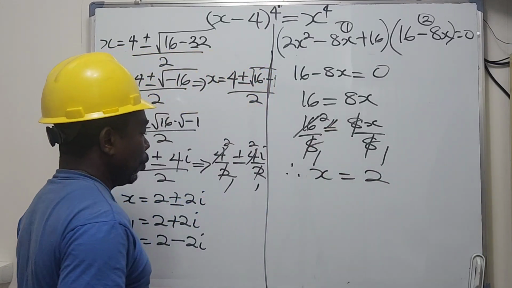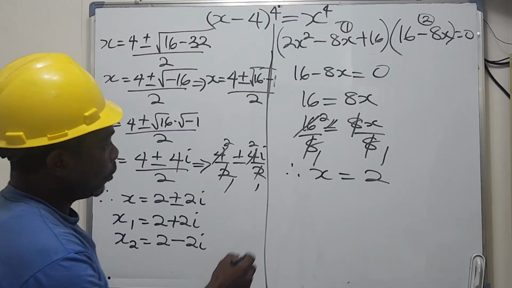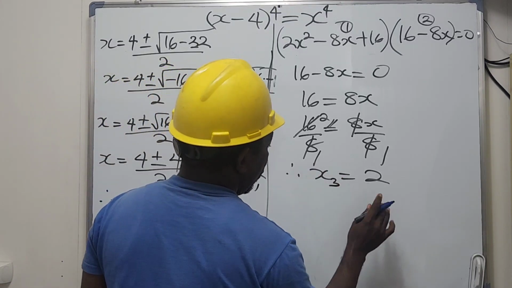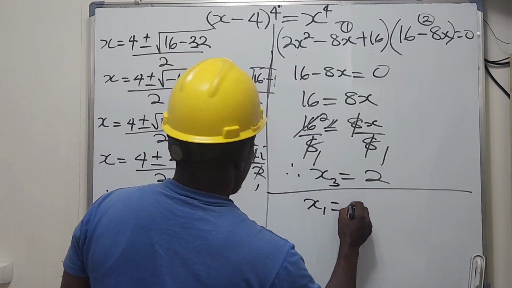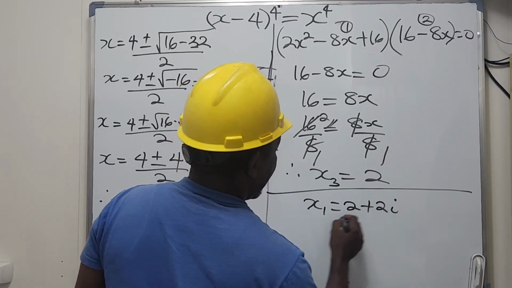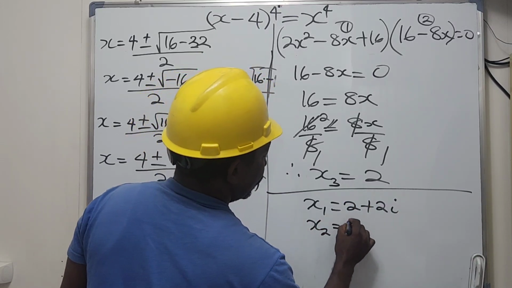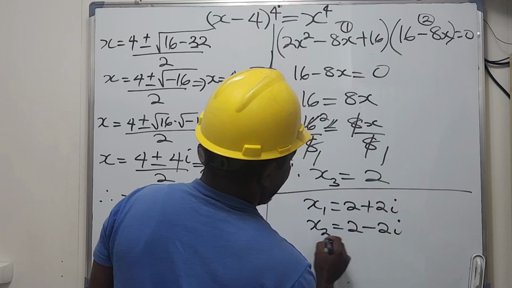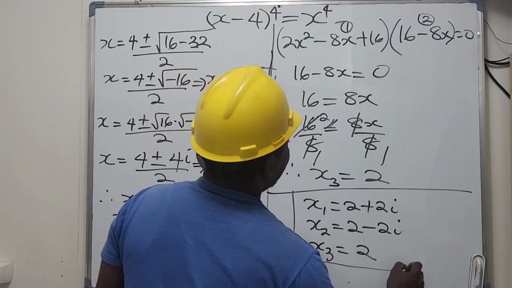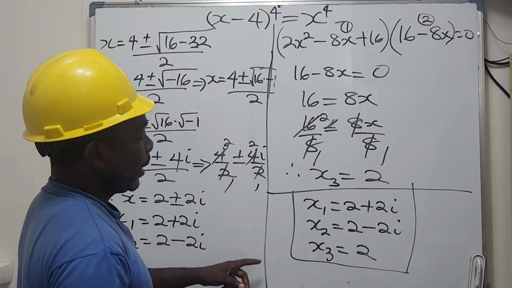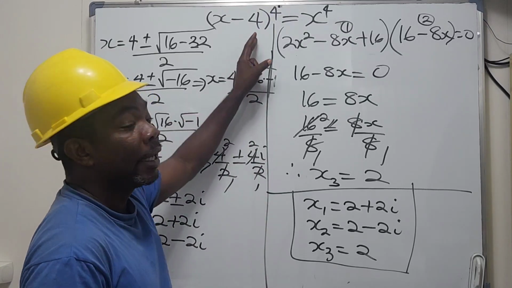So we are left with 2. So here we have x2 here. So this one will be x3. So all the values of x that we have, our x1 equals to 2 plus 2i, and our x2 equals to 2 minus 2i. Then our x3 equals to 2. So these are the three values of x that we have, and it satisfies this expression.